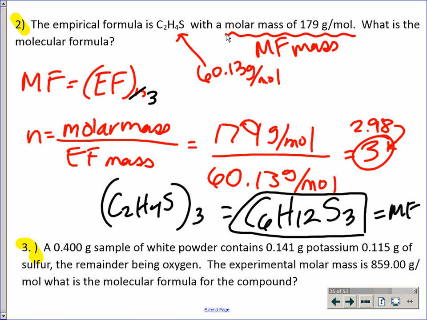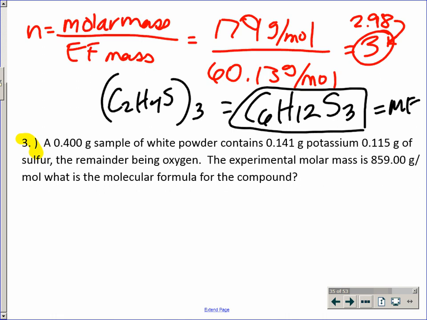So molecular formula is pretty easy if you already have the empirical formula. But what if you don't have the empirical formula? What do you have to do? Find it, and then... Yes. Is that what you guys said you want to do now? Yeah. All right, start with 3. Work at your table, talk it out. Write your information down.